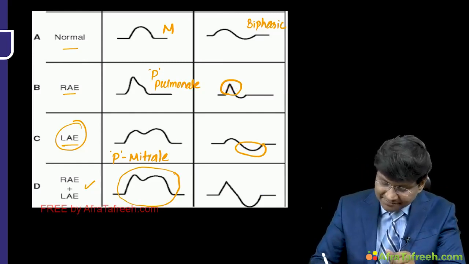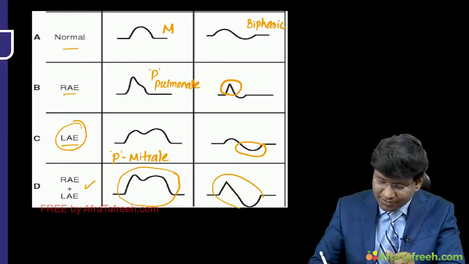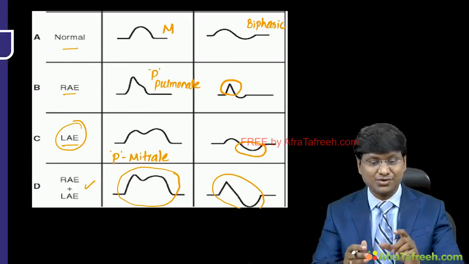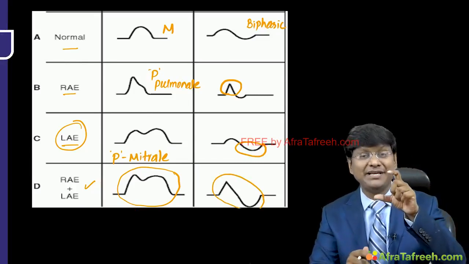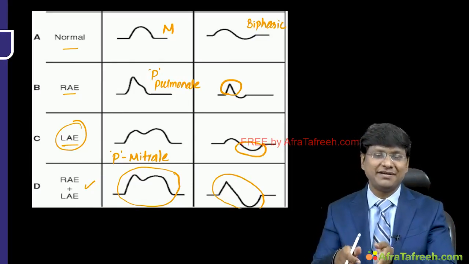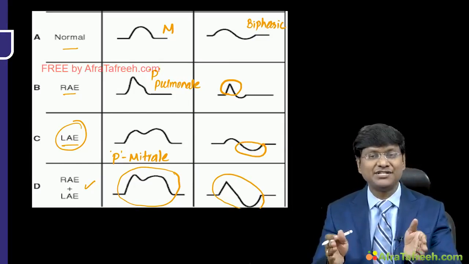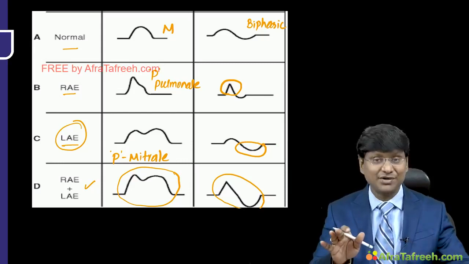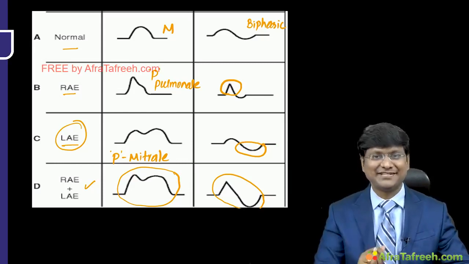And in the same way, in lead V1 also, the first half of the P wave, you will have the amplitude being greater and sharp. And even the second half of the P wave in lead V1, the depth is more and the duration is wide. That is what you will observe in case of biatrial enlargement, right?